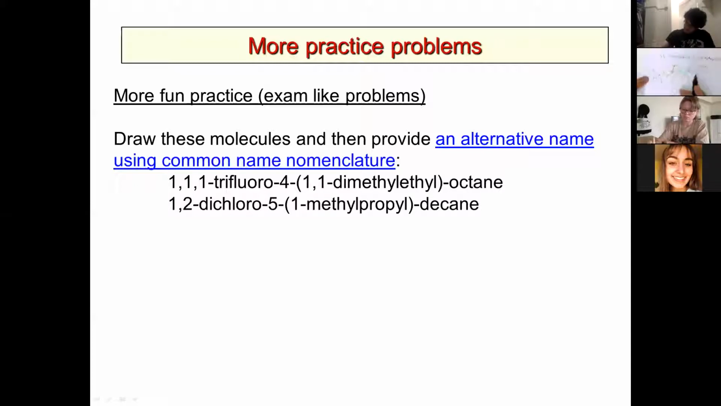Okay, and sorry, we need to come up with the alternate name. So the alternate name will also be something octane, right? And the 1,1,1-trifluoro will still be part of that name.